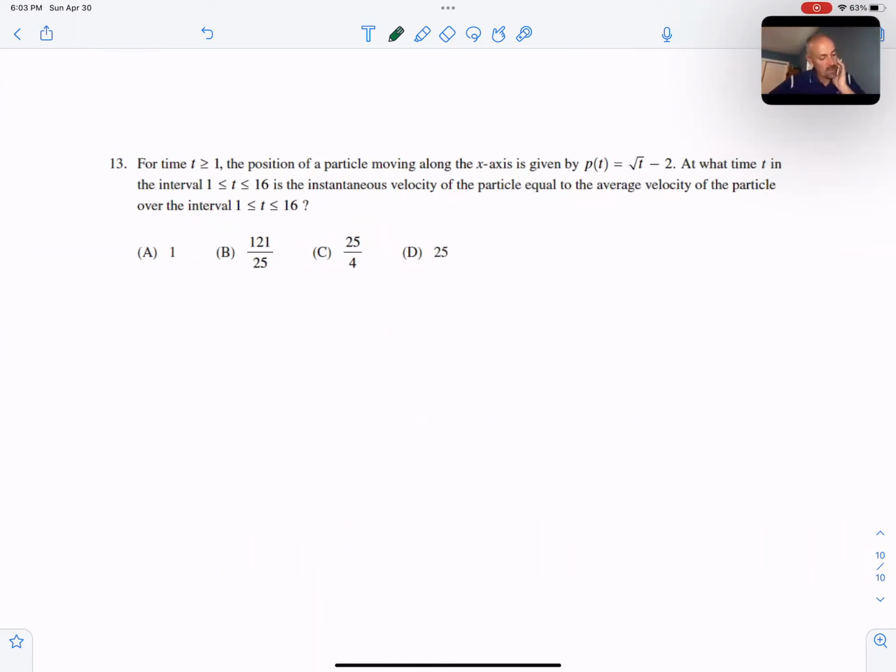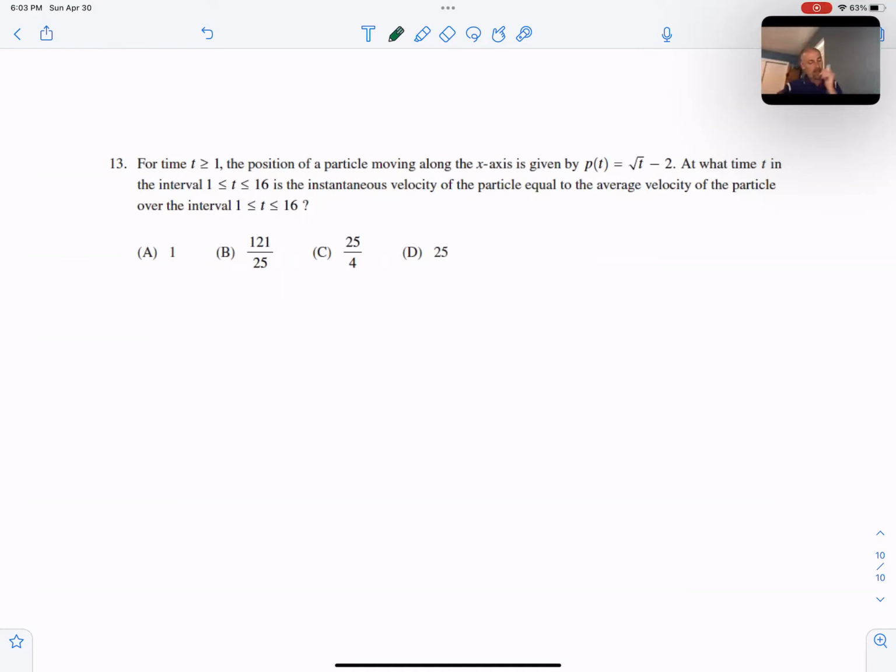For t greater than or equal to 1, the position of a particle moving along the x-axis is given by p of t is equal to the square root of t minus 2. At what time t in the closed interval from 1 to 16 is the instantaneous velocity of the particle equal to the average velocity of the particle over the closed interval from 1 to 16?